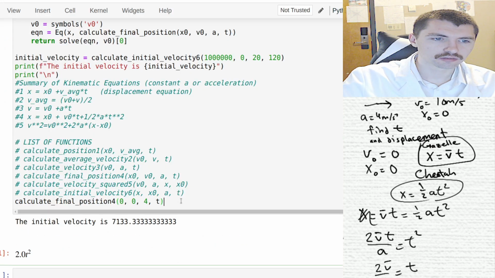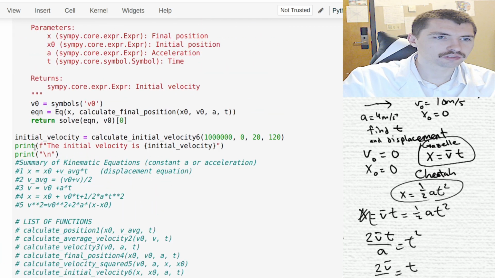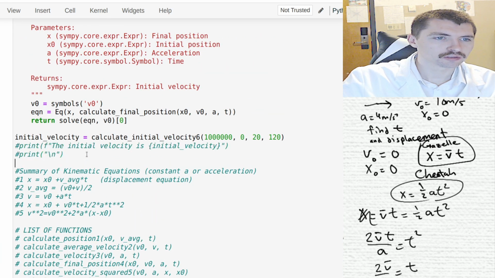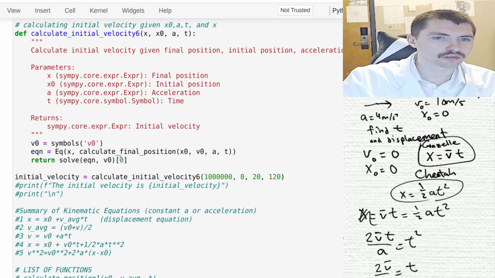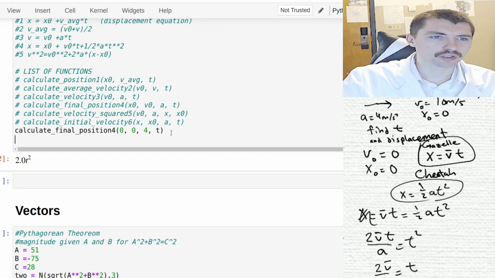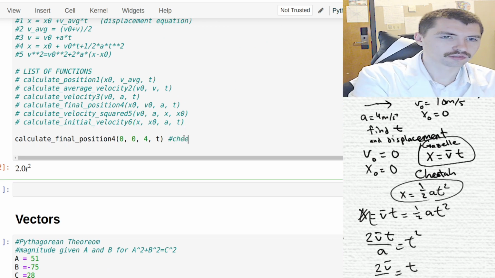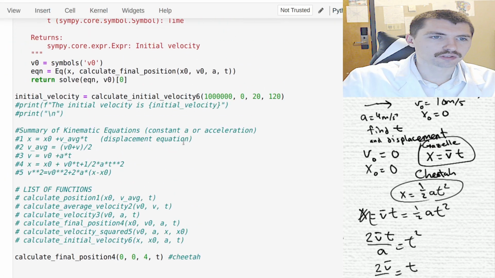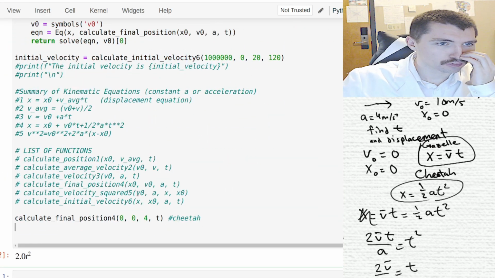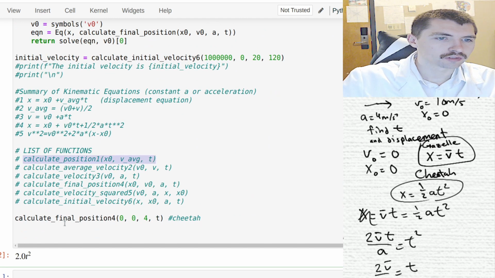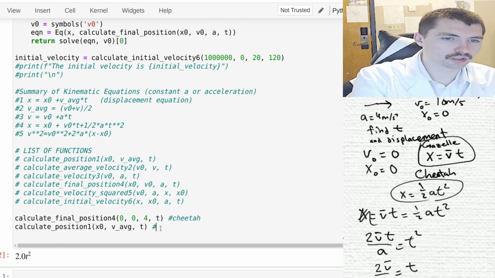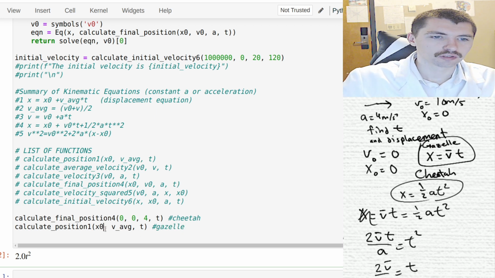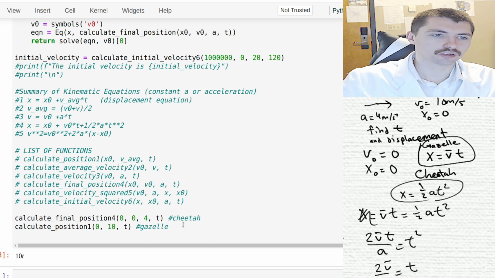Okay, so velocity. Okay, so that's the cheetah. And the gazelle is x equals this, not x that. So do this for the gazelle. Square of 0. V average is 10.